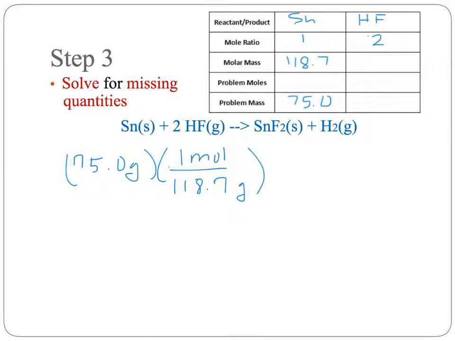You can set up your problem as multiplying these two together, or if you think of it as just dividing 75.0 by 118.7, whatever way works for you, as long as the problem has you canceling out your grams unit and leaving you with moles unit, then you will discover that you have 0.632 moles of tin.